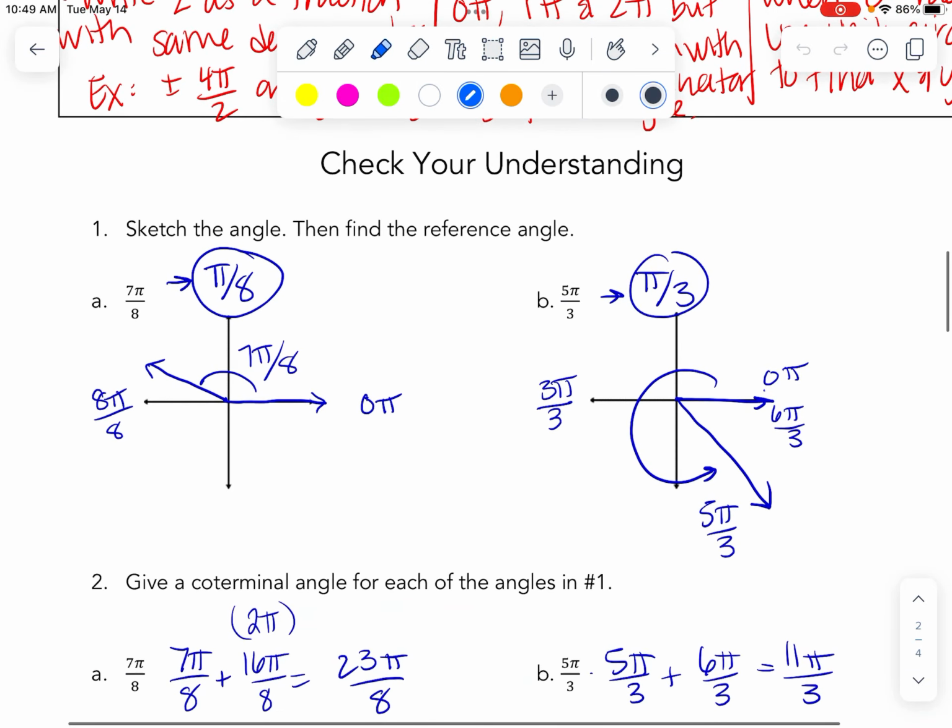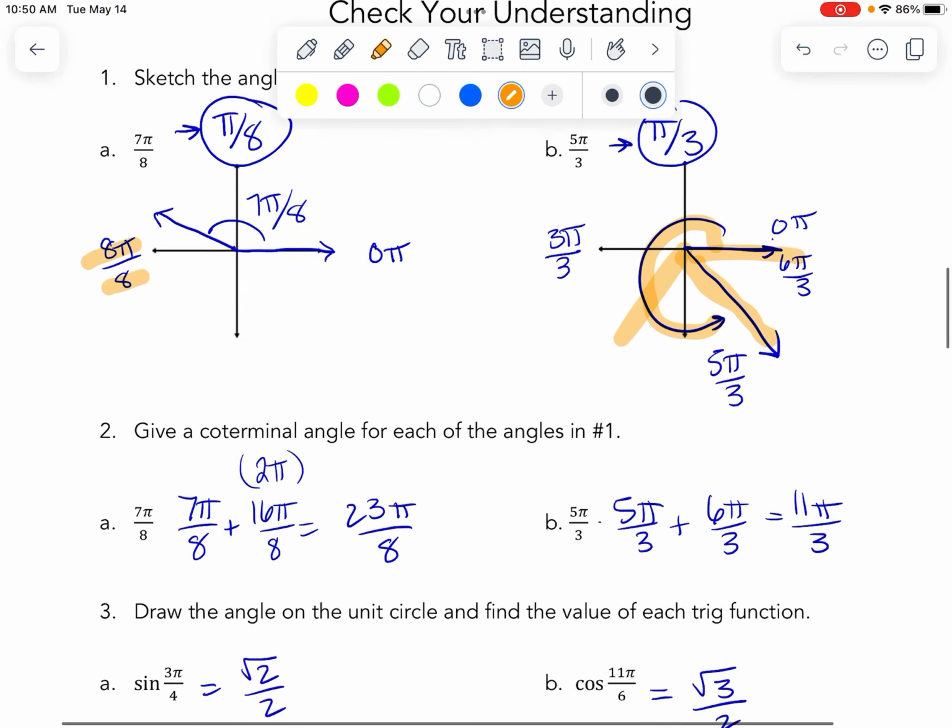So taking a look at the check your understanding, all we're doing is sketching the angle 7 pi over 8. So we wrote out the x-axis as 8 pi over 8 here, and then we just subtracted 7 pi over 8, and that's where we got the reference angle of pi over 8. Here with 5 pi over 3, I know I went beyond 3 pi over 3, and I know 4 pi over 3 on my unit circle is over here, so 5 pi over 3 is going to be over here, and all the way around here, and so I needed to subtract that away from 6 pi over 3, so my reference angle was just pi over 3.